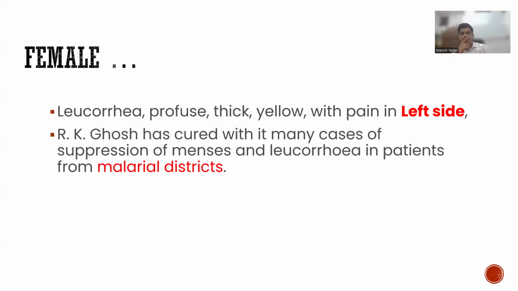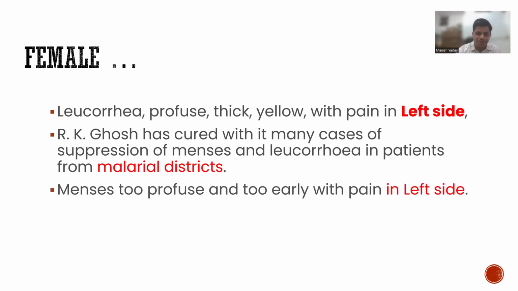Archegos cured with it many cases of suppressed menses or leukorrhea in patients from malarial districts. Now, this is so interesting. In malarial districts, there were a lot of patients who suffered from malaria. Menses were suppressed, there was leukorrhea, and there was pain in the left side. Spleen could be one of the very good remedies.